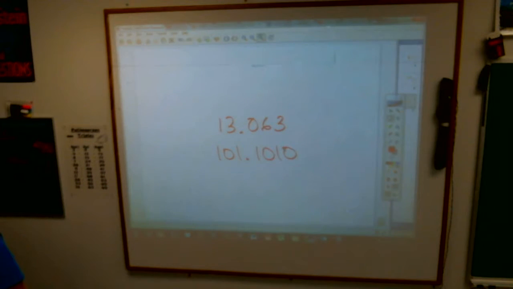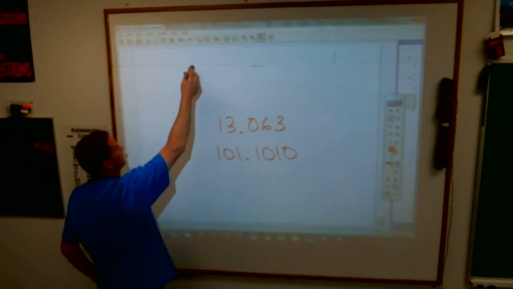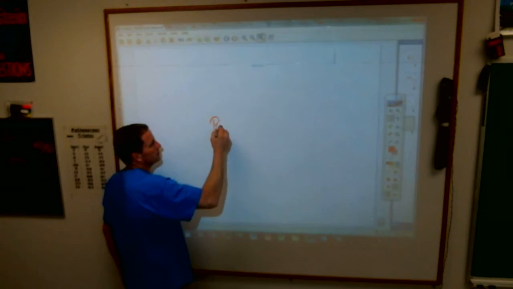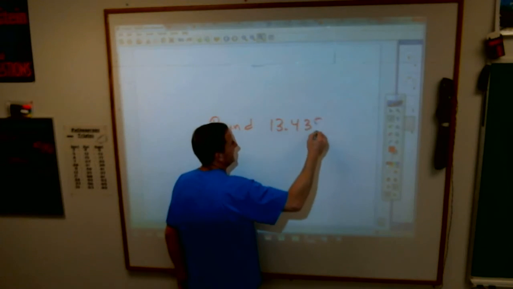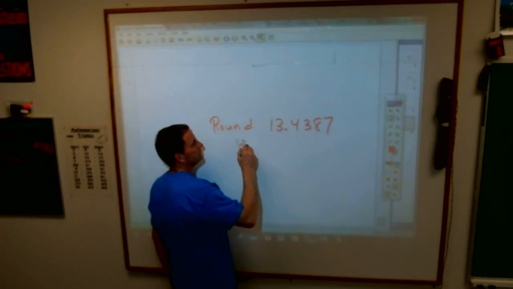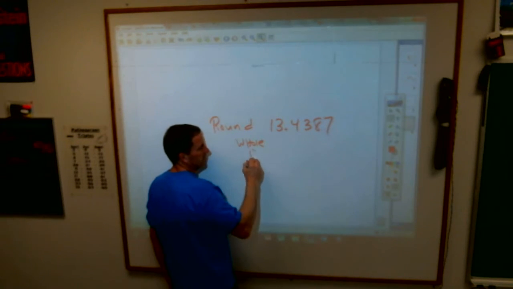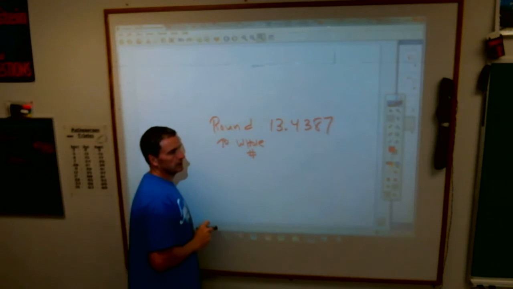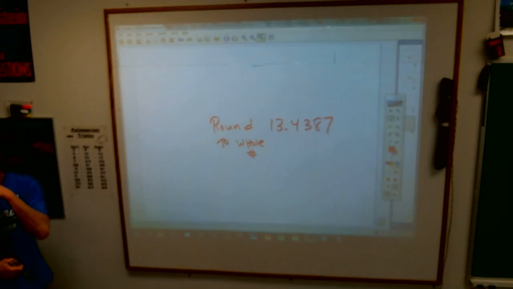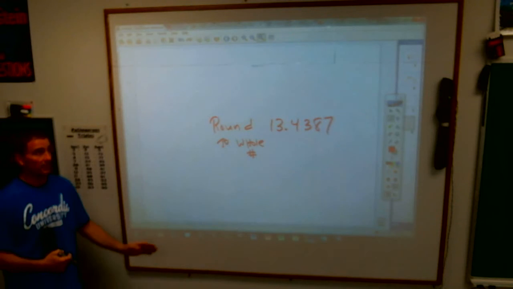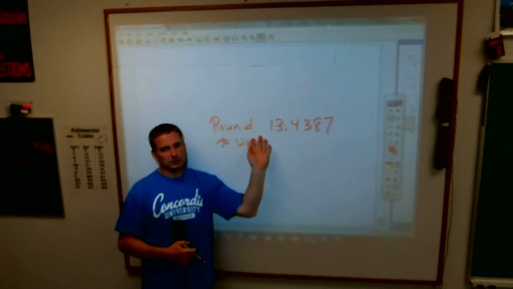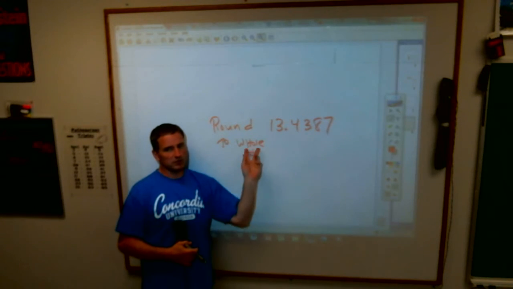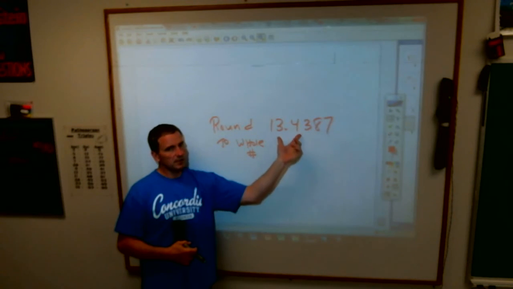Let's look and see what. How about this one? Round to the nearest whole number. Was that what we talked about before? Round 13.4387 to the nearest whole number. What would that be? First of all, what are whole numbers? Whole numbers are numbers that don't have fractions or decimals. So you're taking 13.4387. Your two choices are going to be, either it's going to be 13 or 14. Those are the two whole numbers that this falls between.